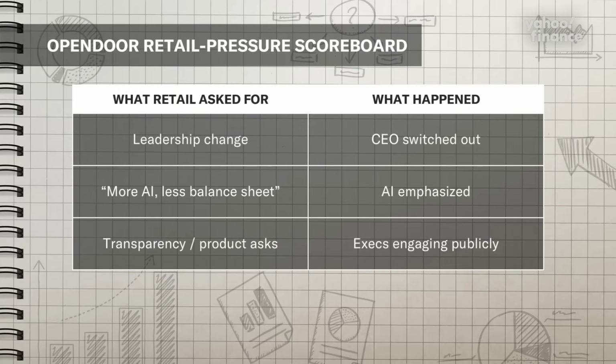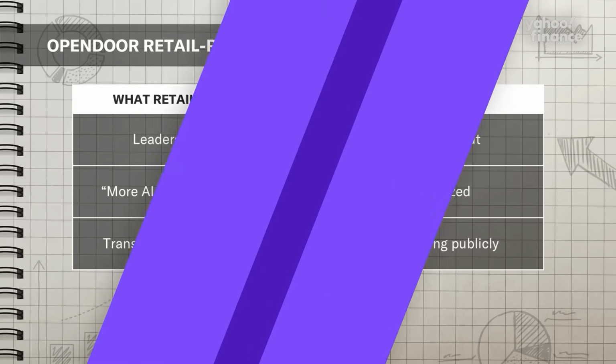Now it's scoreboard time. Let's measure what retail has advocated for at Opendoor and match it with what has actually happened here. Now first, investors got the CEO switched out for an interim lead from product and tech. Check. They're also getting a renewed focus on AI, so check there too. As to the balance sheet, we'll have to watch future earnings releases to check that box, but bottom line, the executives are engaging publicly, which is not how things used to play out in the old regime.